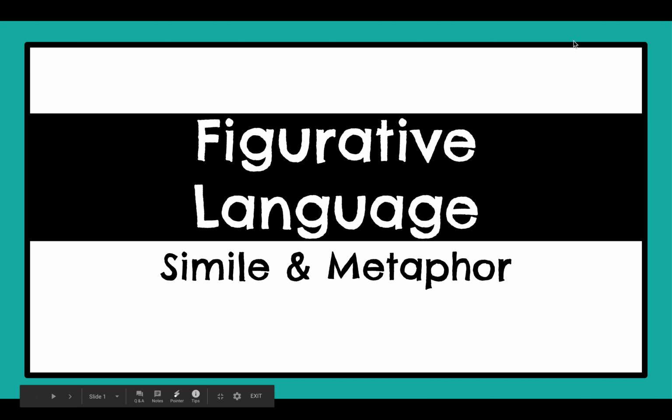Hey guys, so we're going to continue on with our figurative language unit. Last week we learned about similes, and this week we learned about metaphors. Now we're going to put the knowledge of both similes and metaphors together.